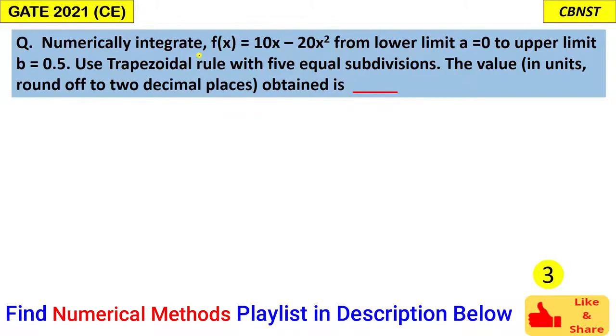Hello everyone. So here is one of the GATE questions. This question was asked in the GATE 2021 Civil Engineering exam, and it is based on numerical integration. Okay, so let's see what the question is.